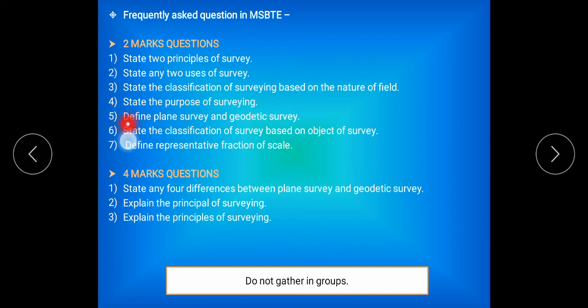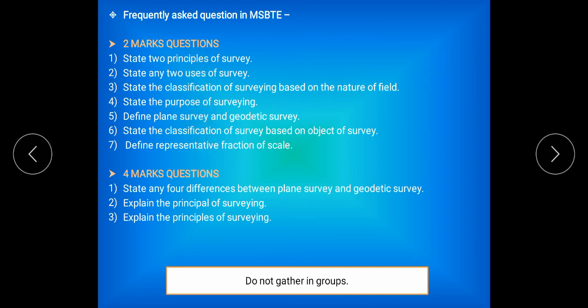The difference between plane surveying and geodetic surveying we saw in the previous slide. Then state the classification of survey based on object of survey, which we recently saw. 7th number, define representative fraction of a scale. We recently saw the representative fraction and its formula. So these are the questions frequently asked in the final MSBTE exam for 2 marks.